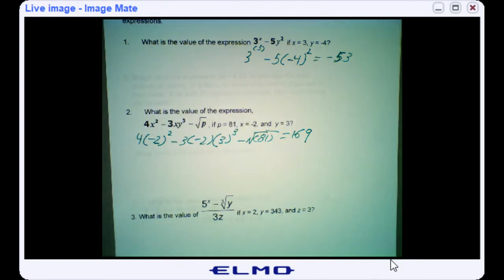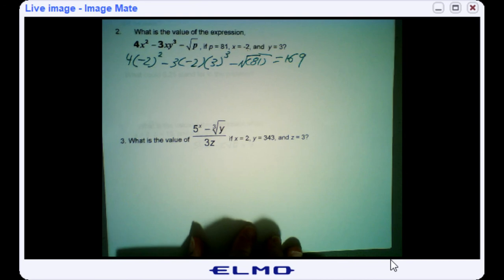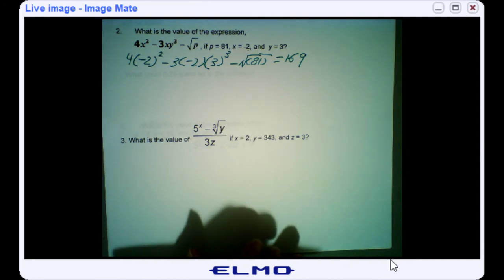Okay, for my next problem, I need to find the value. It's a very long fraction: 5 to the power of x minus the cube root of y, all over 3z.